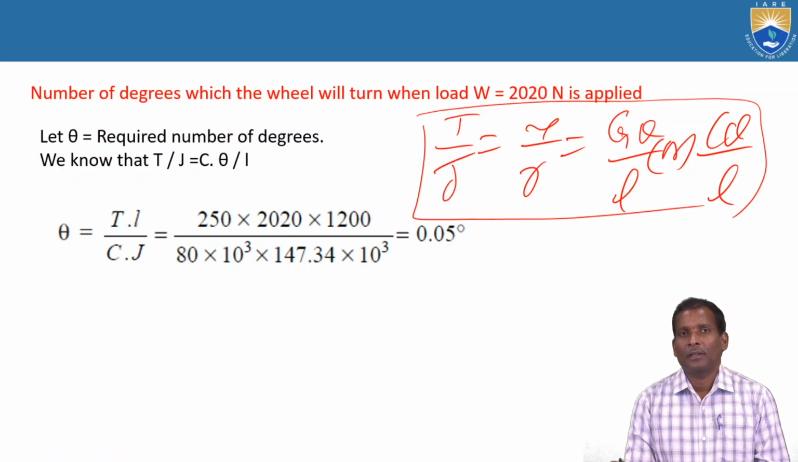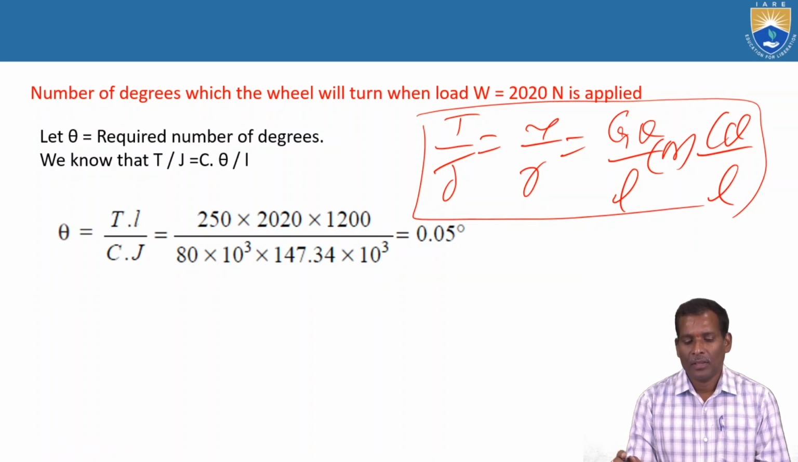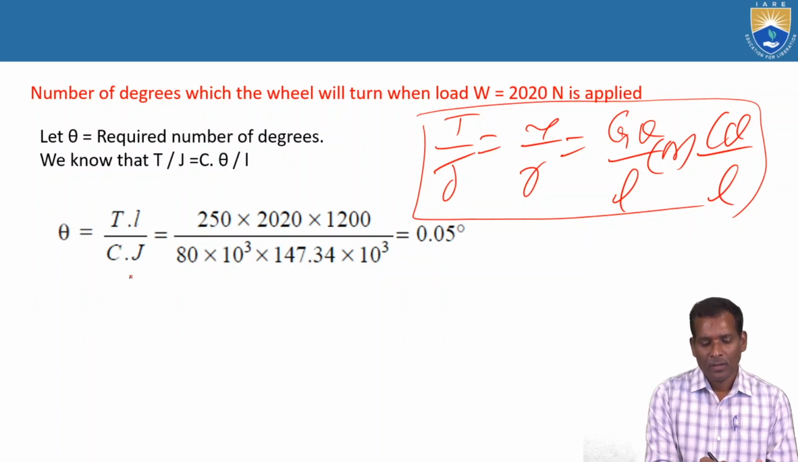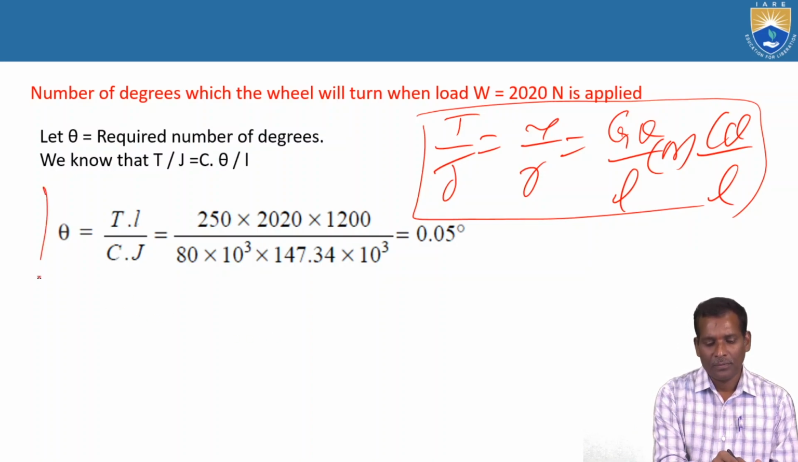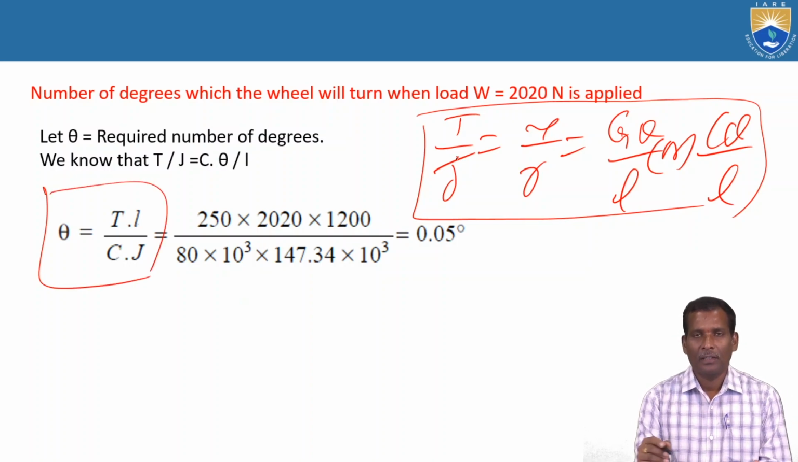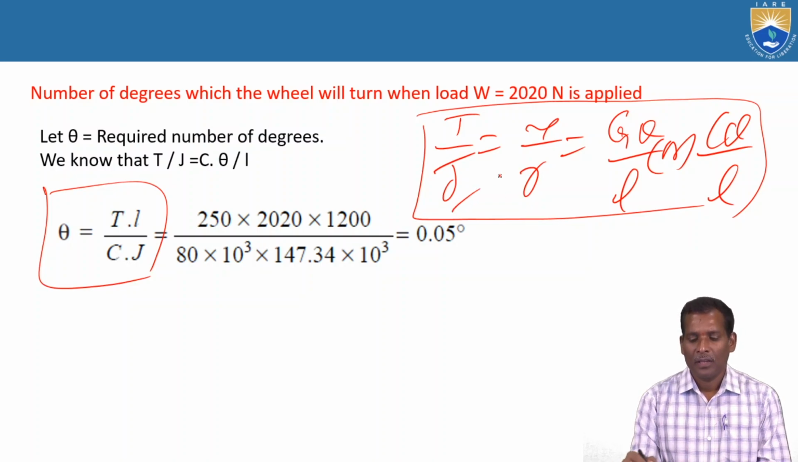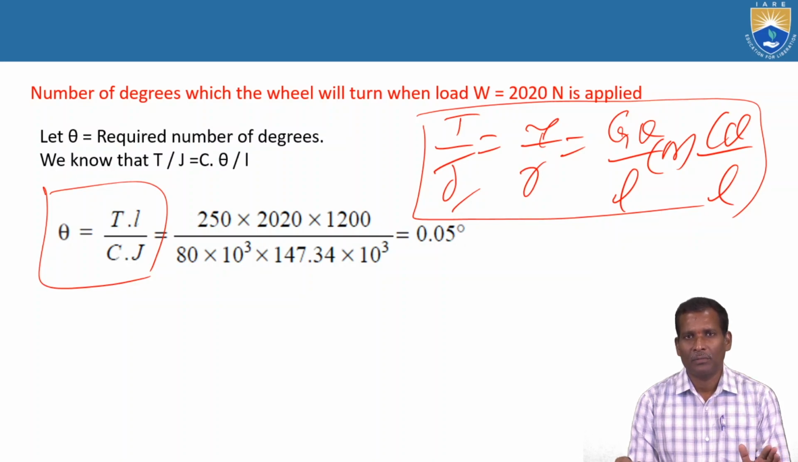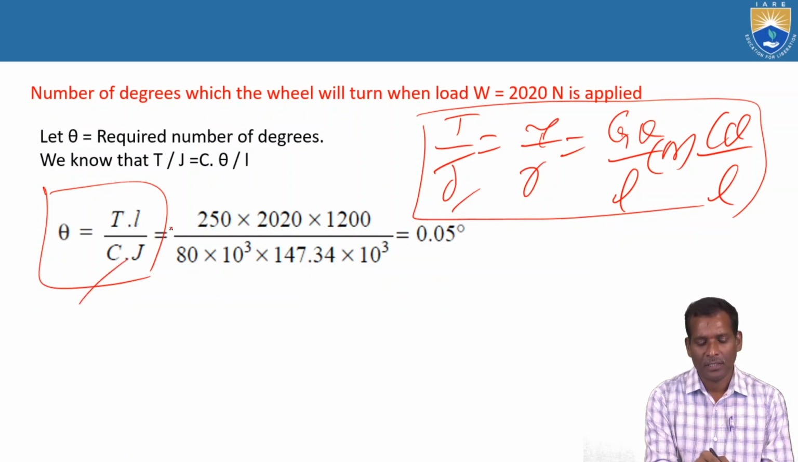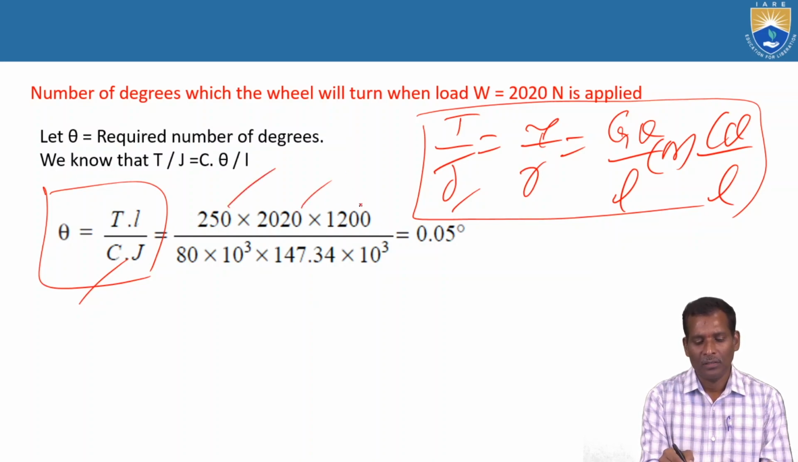So here theta is the angle of turning in degrees, the angle of twist. Now substitute all values in this empirical relation. T, the torque, was calculated already in the previous step, J is the polar moment of inertia, and tau is the shear stress given in the problem. The radius is also given, G the modulus of rigidity is given in the problem, and the only unknown is theta. So in terms of theta, you will get the T L by G J equation, and substitute all values.